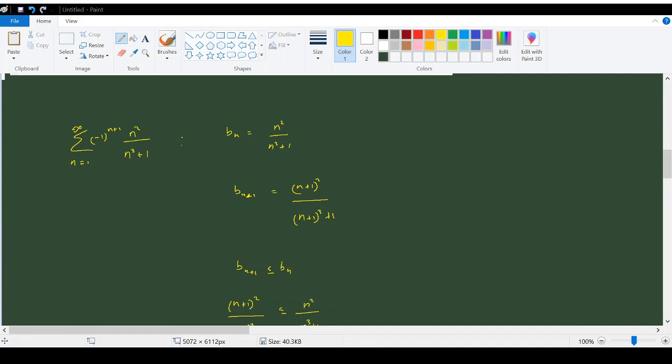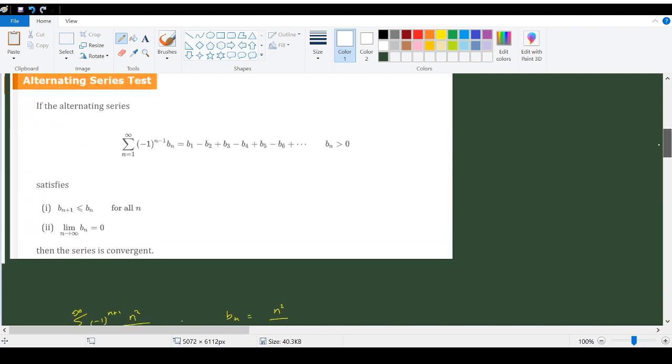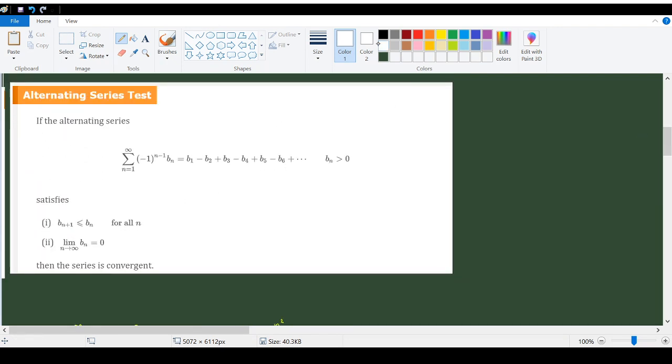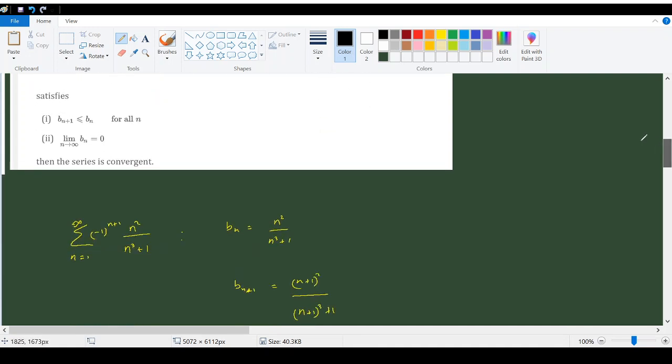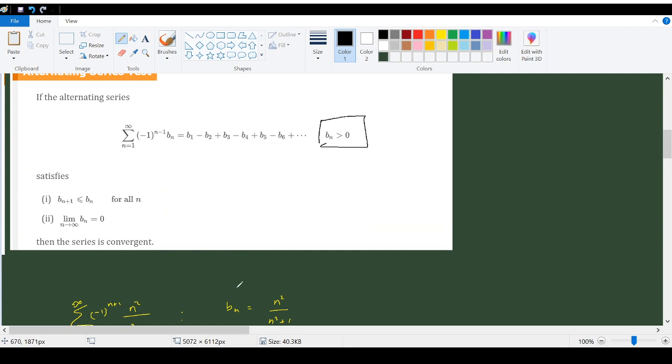And the next example is (-1)^(n+1) n² divided by n³ + 1, right? Now here you can see that it is an alternating series and bn is equal to this one. Now to check whether these conditions are satisfied, it is obviously true that all the terms are positive. I mean all the terms in the sense bn terms, where our bn is equal to this one.